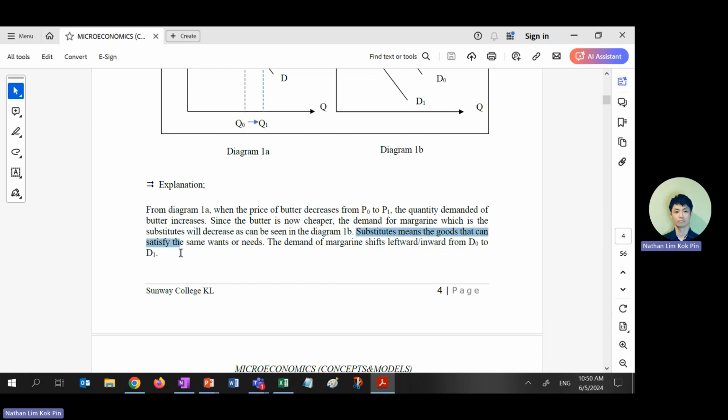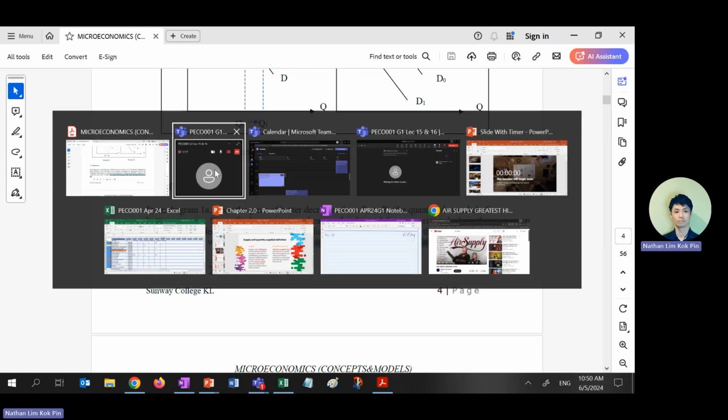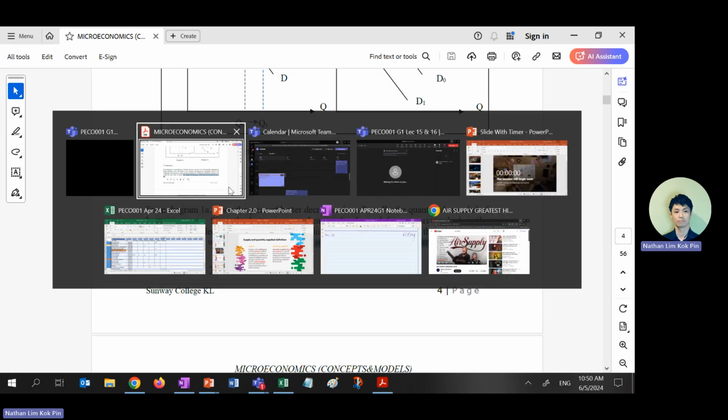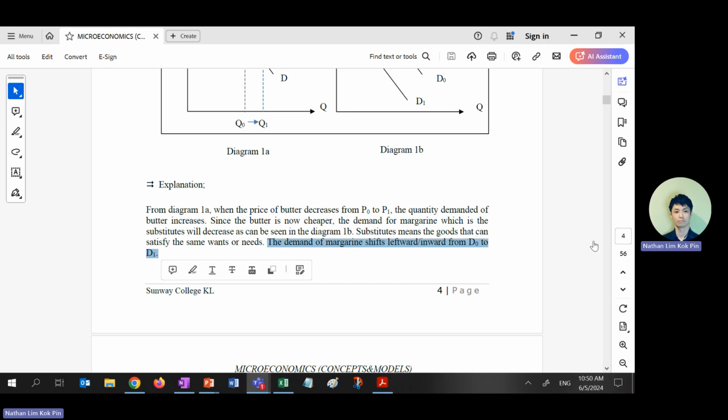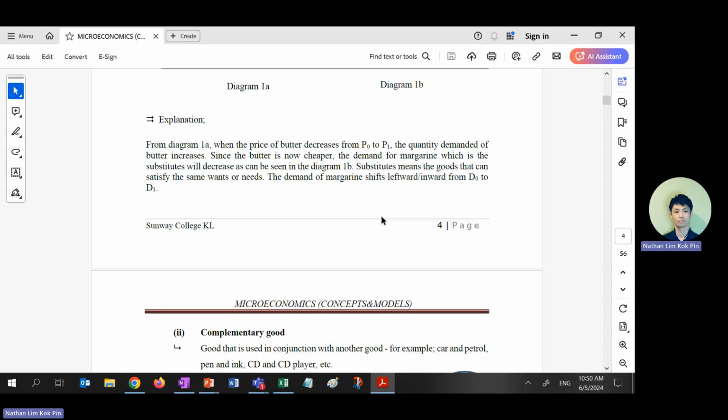Substitute means the goods that can satisfy the same needs. Again, definition. And because of that, the demand for margarine will shift leftward or inward, depends on what you want to use, from D0 to D1. This is how I write. And this is the short response. This is not an essay, just a short response. Makes sense? Don't write point form, and don't write table form.